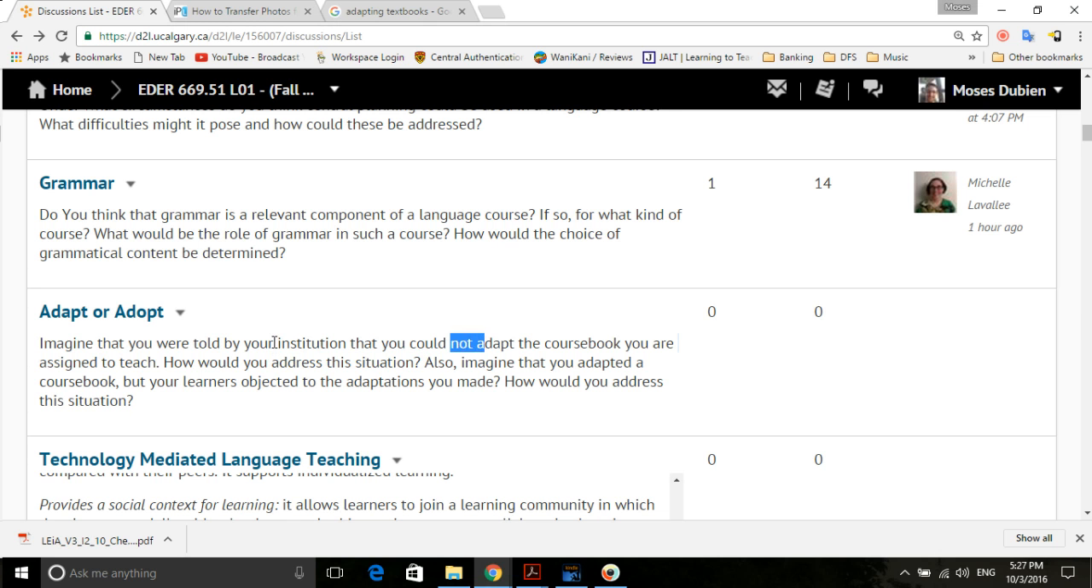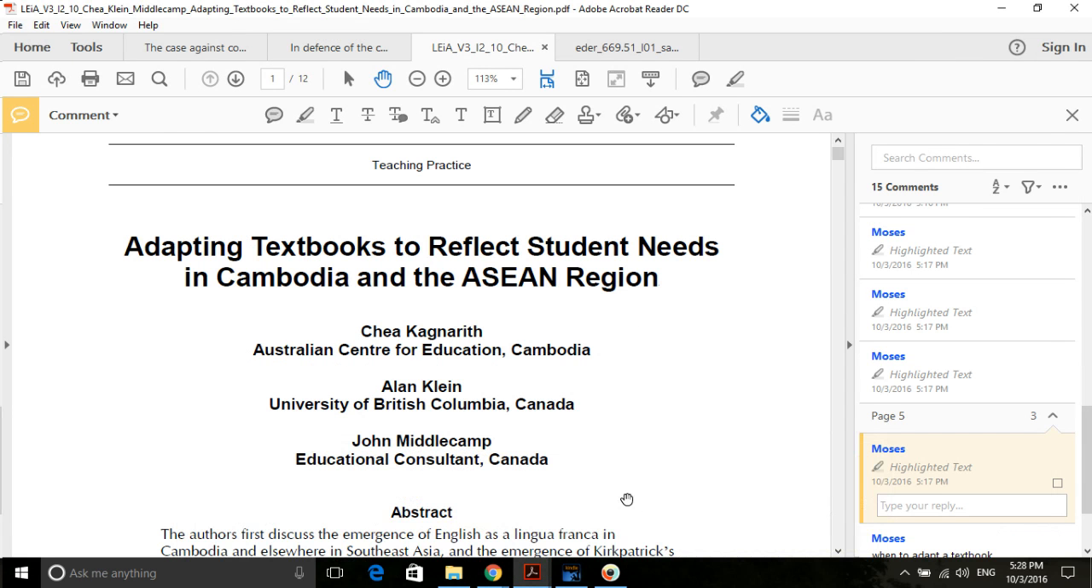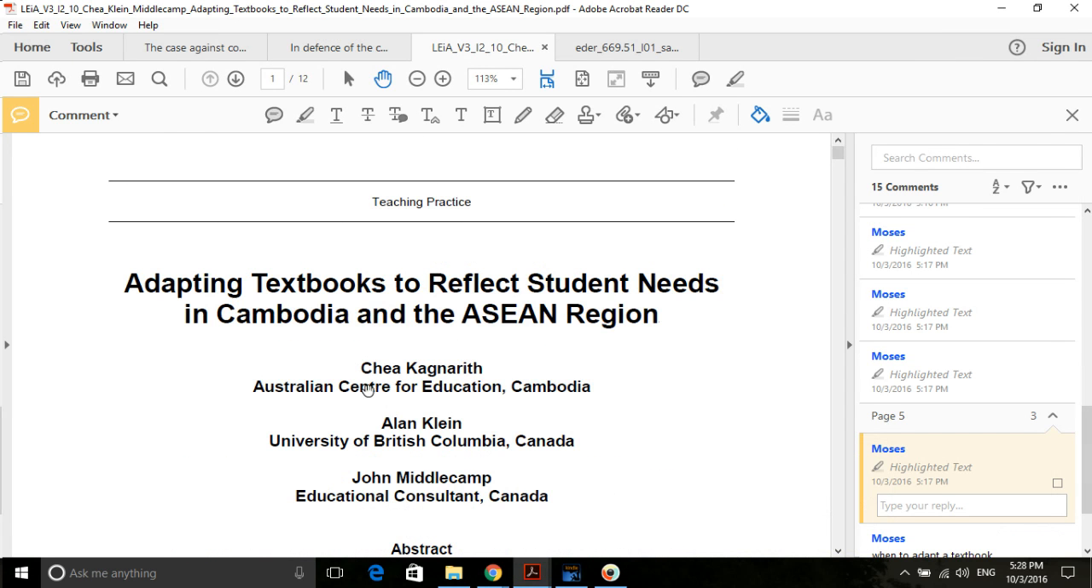discuss with the institution I'm working at to what degree can I not adapt this course book? Is it I just simply cannot, like 100% I cannot adapt it, or are certain adaptations acceptable? I actually found an article, which I'm going to show you guys here. It's actually regarding English teaching in Cambodia, and actually it's about adapting. You can see the title right here.